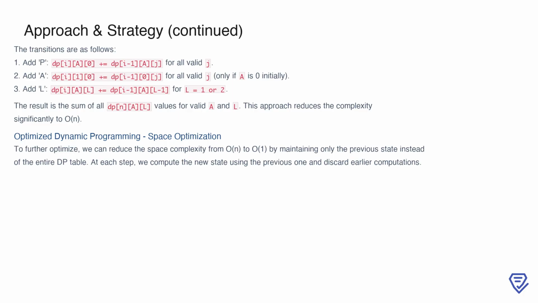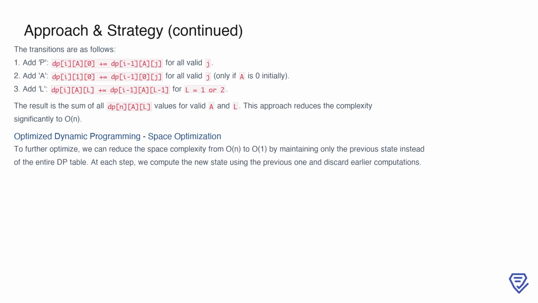Next, to add A, we update dp[i][1][0] by summing over dp[i-1][0][j] states, but only if the current record has no A yet, ensuring the constraint of at most one is satisfied. Finally, we handle L by updating dp[i][a][L] using dp[i-1][a][L-1], provided L is 1 or 2. This systematic updating ensures we only count valid records.